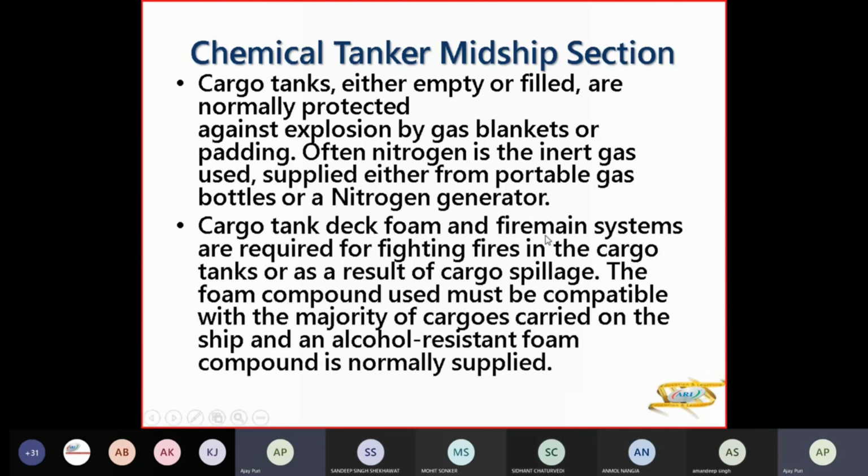Now for your cargo tanks, the foam system here is alcohol resistant foam. I have already taught you in phase 1 why alcohol resistant foam is there in chemical tankers.